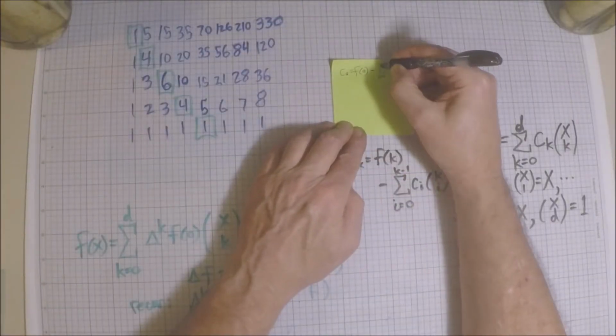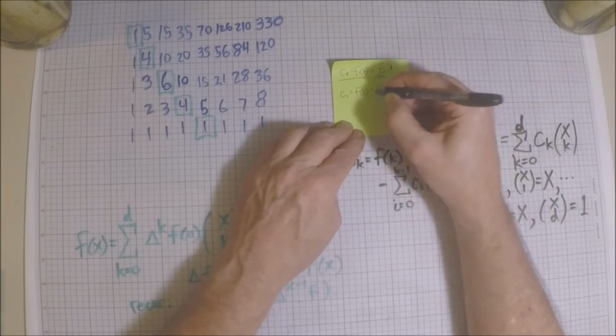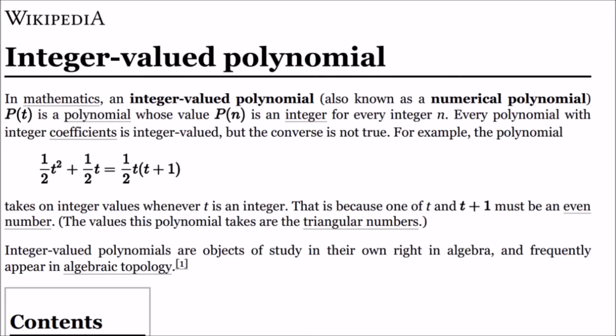In Part 1, we looked at integer-valued polynomials. These are all polynomials f of x for which every value at integer arguments is itself an integer, and observed that this does not necessarily mean that all of the coefficients in the canonical expression of the polynomial are going to be integers. So it's a broader class than polynomials with integer coefficients.